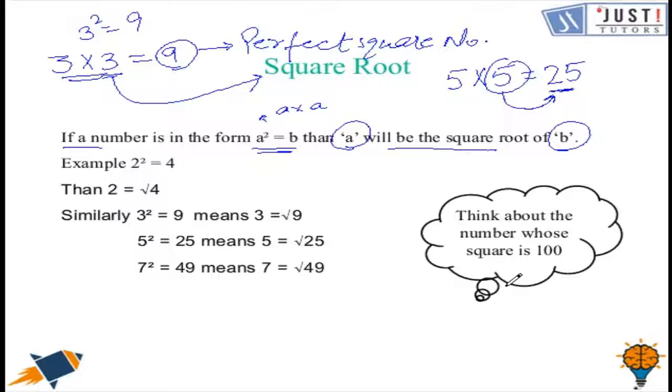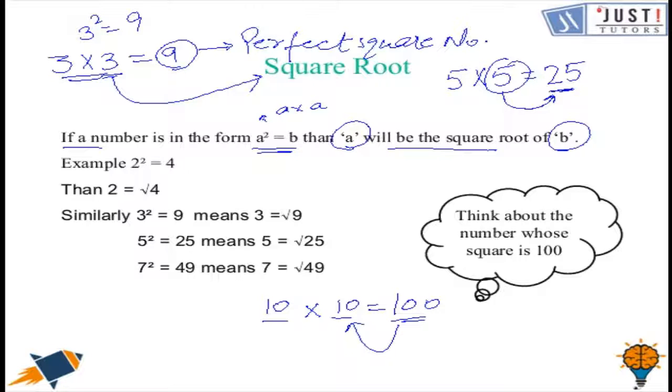Now think about the number whose square is 100. It basically means we have to find the square root of 100. So can you think of a number that times itself gives us 100? Yes, it is 10. You are right. So the square root of 100 is 10.